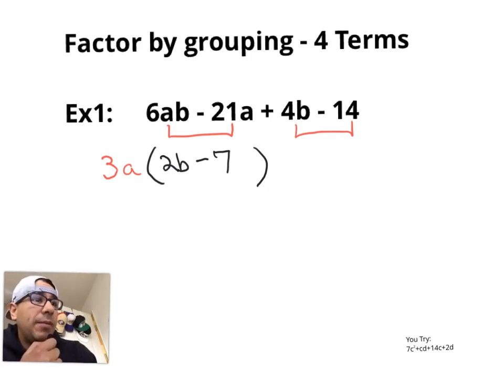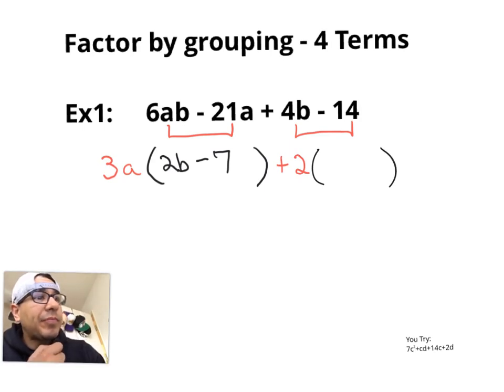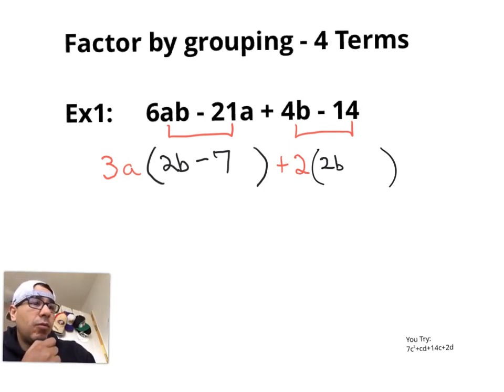I have 4B and 14. What do these two have in common? What's the biggest number I could divide by? And if you heard the person behind you be nosy, they said 2. So we'll factor out the 2. When we factor out the 2, ultimately we're dividing by 2. So 4B divided by 2 leaves us with 2B, minus, and we have 7.